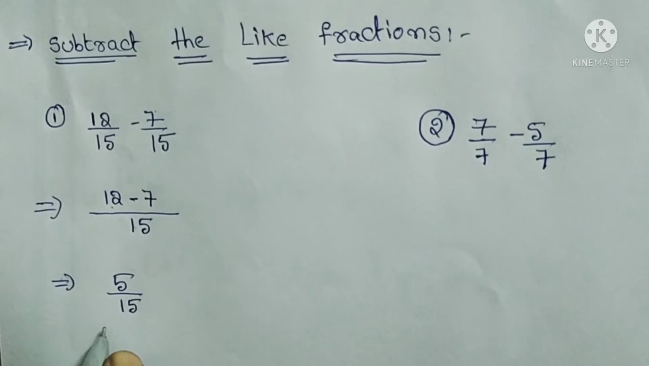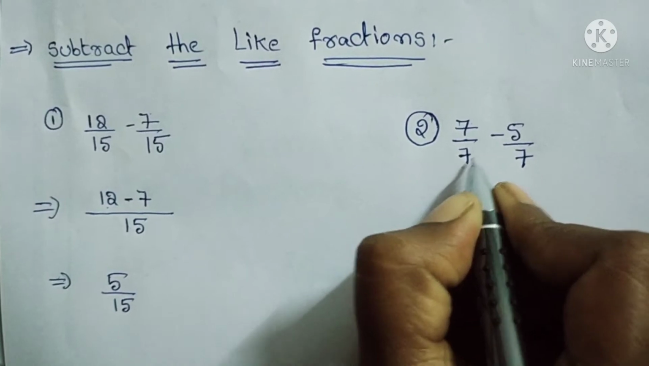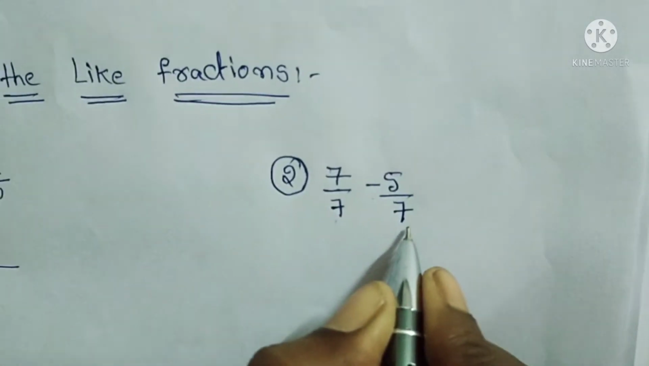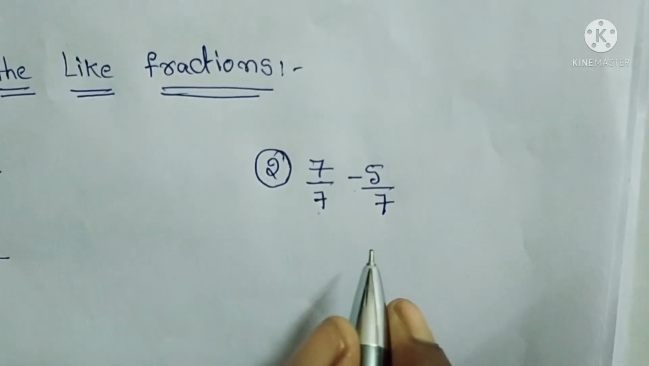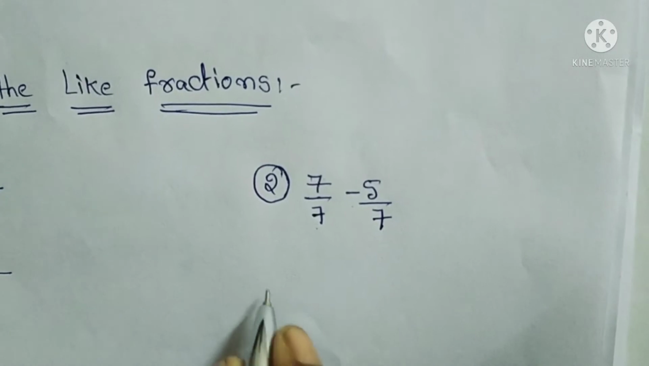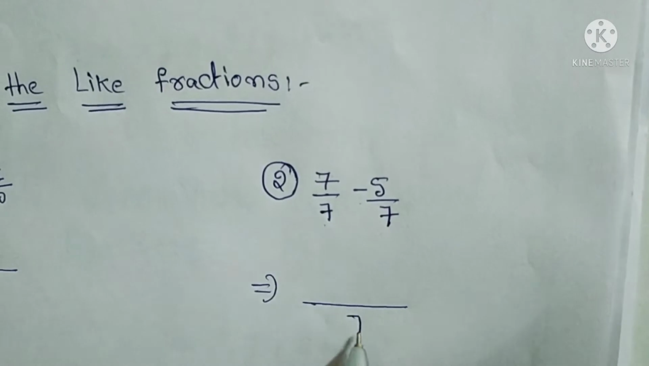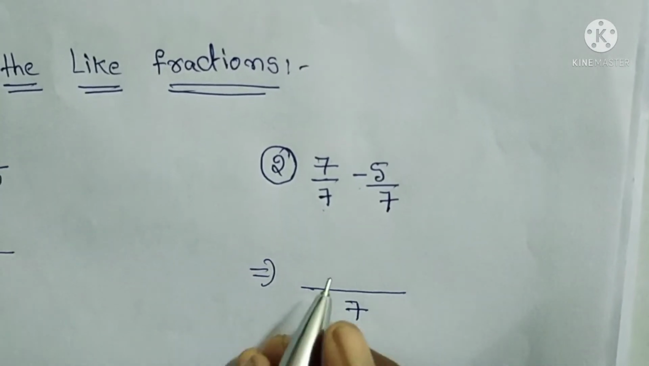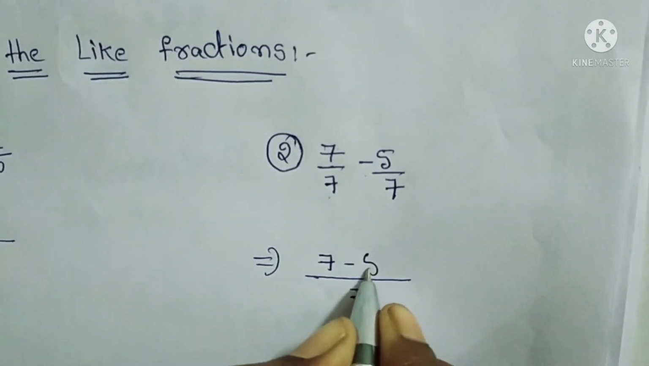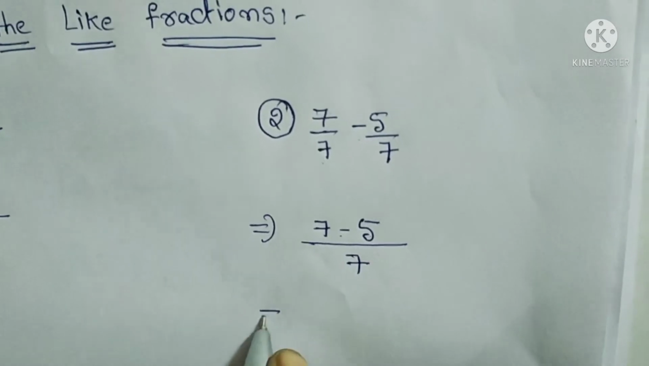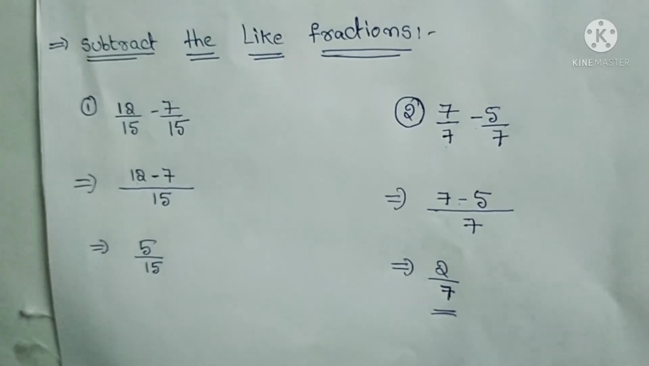To solve another example, 7 by 7 minus 5 by 7. These are like fractions, and we subtract like fractions. The denominator is 7, the numerator is 7 minus 5. 7 minus 5, that is 2 by 7.